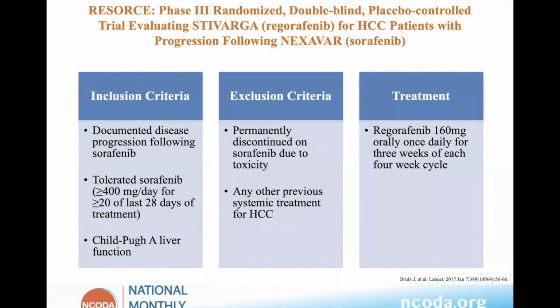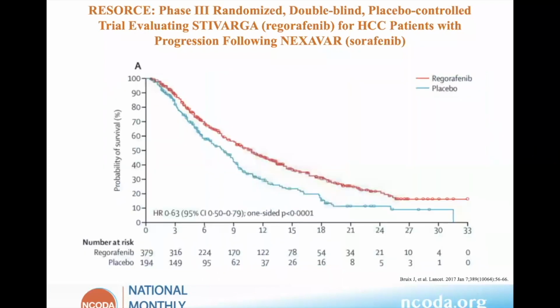Next slide, please. Quickly going over the results, here's the survival curve that demonstrates the primary endpoint, overall survival. After a median follow-up of 7 months, median overall survival was about 10.6 months in the Regorafenib arm versus 7.8 months in the placebo arm, which was statistically significant.